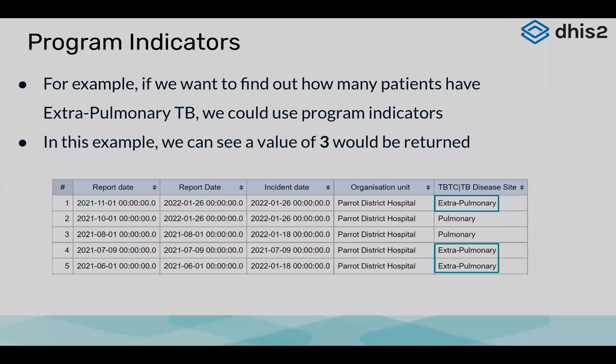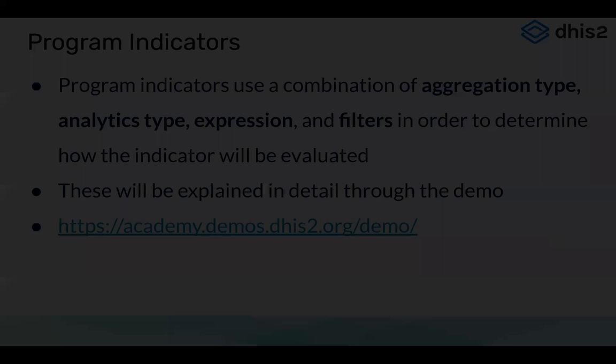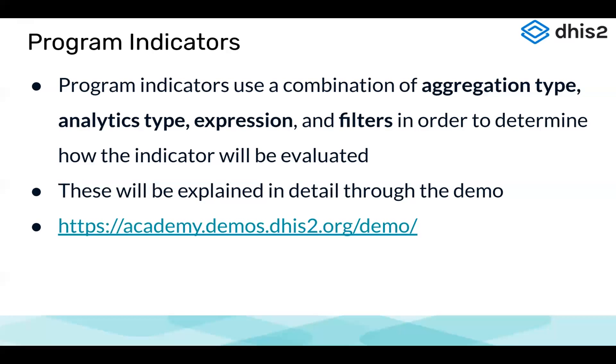So very briefly, we'll be talking about some of the different components of a program indicator, and those components that are used in combination to make this evaluation are the aggregation type, the analytics type, the expression, and any filters that are also added. And that determines how these program indicators will be evaluated against your tracker data. So we will explain all of these in detail throughout the demo.